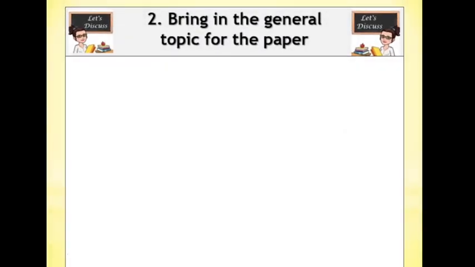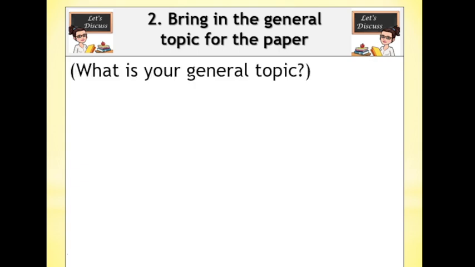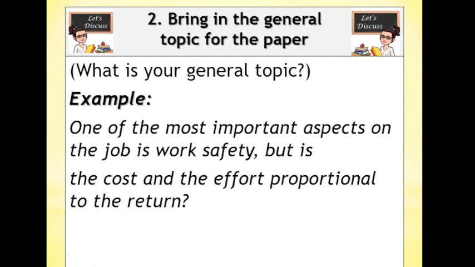Next, it should bring in the general topic for the paper. So it tells us what your general topic or subject is for your text. Example: one of the most important aspects on the job is work safety. But is the cost and the effort proportional to the return? Here, our topic is all about work safety and the cost and effort that is related to work safety.